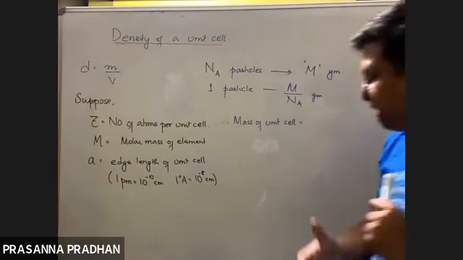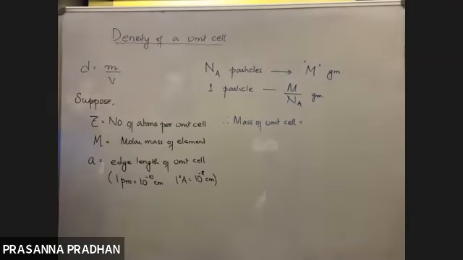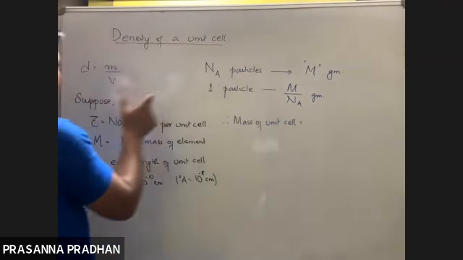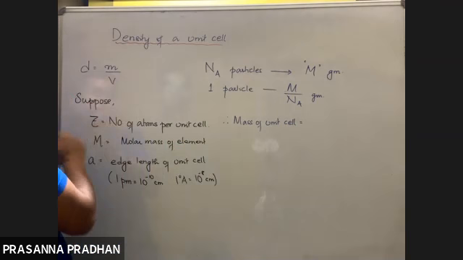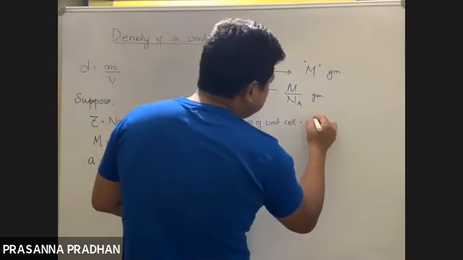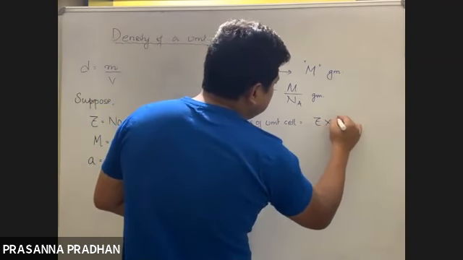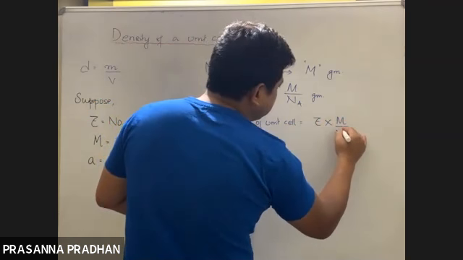We have assumed that there are z number of such particles. So the mass of a single particle is m by Na. So the total mass of these z number of particles will be equal to z into m by Na. समझ में आ रहा है?